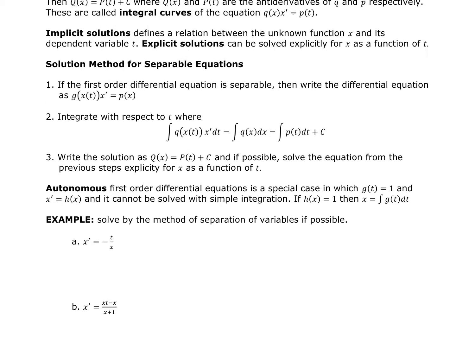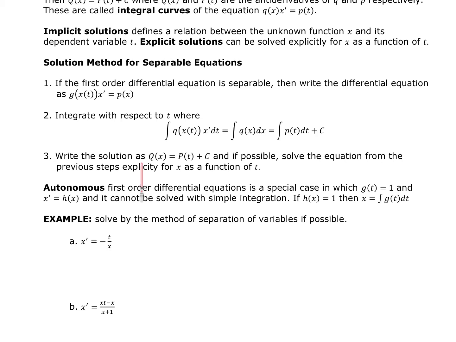And then after you've separated and integrated it, you're going to write it as a solution of Q of x is equal to P of t plus c. And these are capital, so these are the antiderivatives. And then solve the equation from the previous steps explicitly as a function of x, as a function of t. And that was a mouthful.